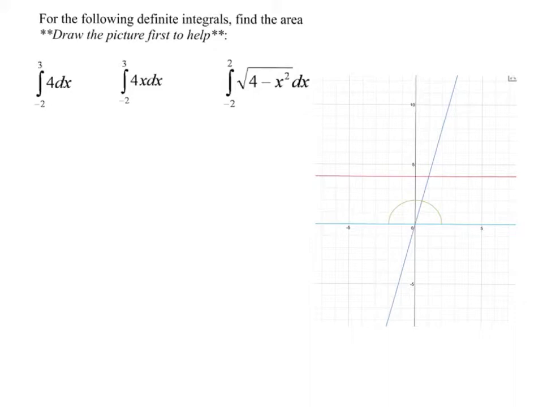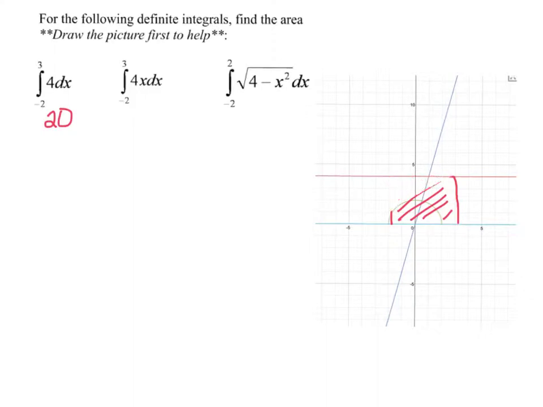So this very first one, you see, it's 4. It's just 4, the function. We're finding the area from -2 to 3. So I put that over here: -2 to 3 under the function 4. So you look at that, and you say, well, what's the area? Well, it's a rectangle, 4 units high, 5 units long, so it's 20.